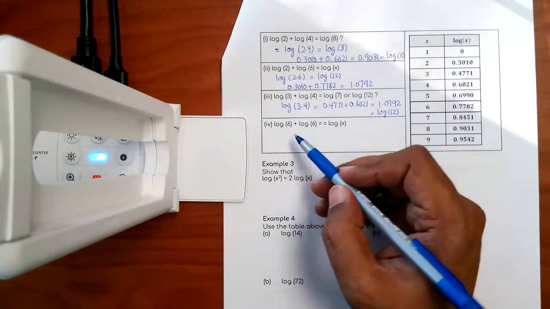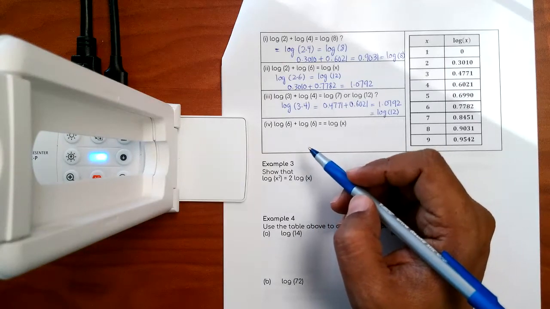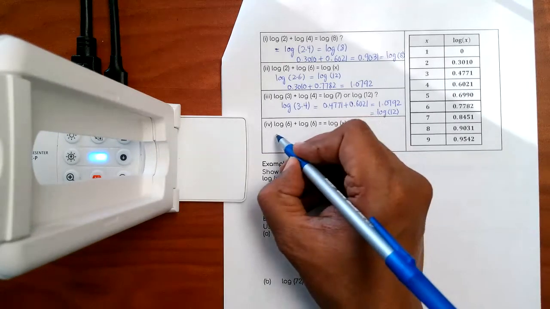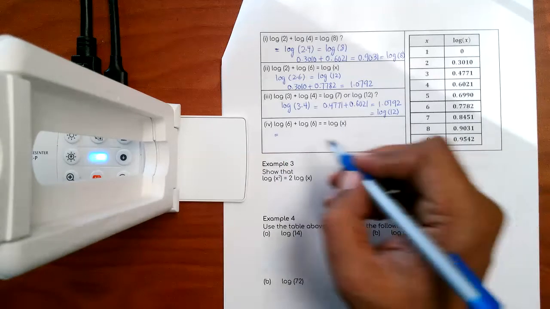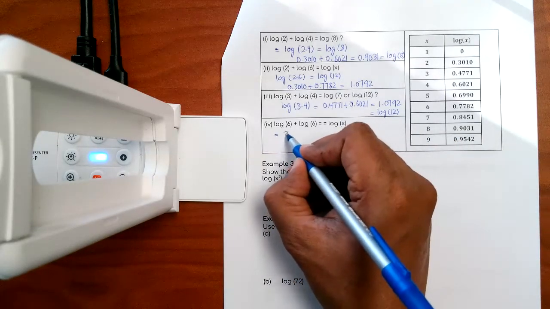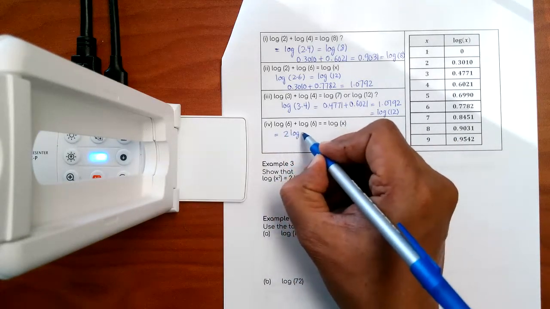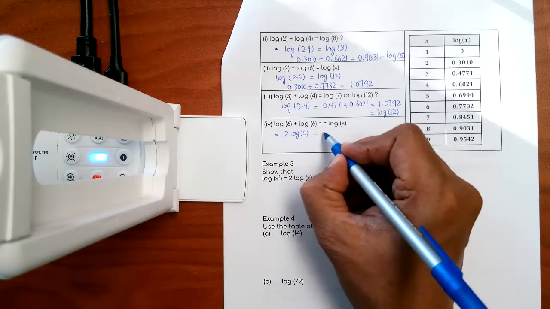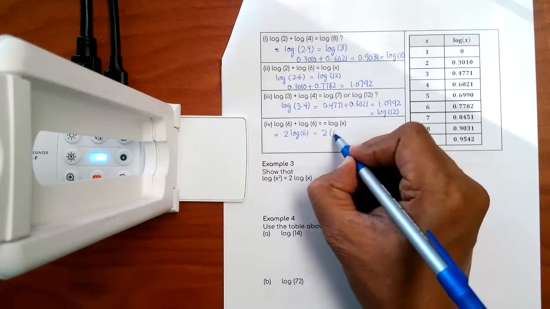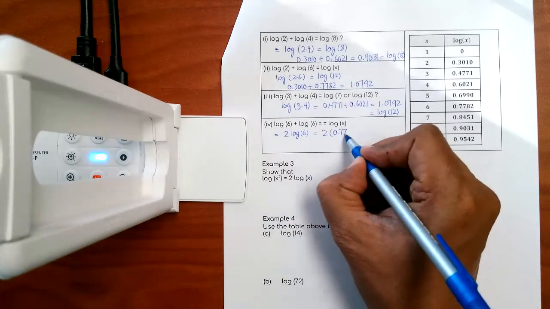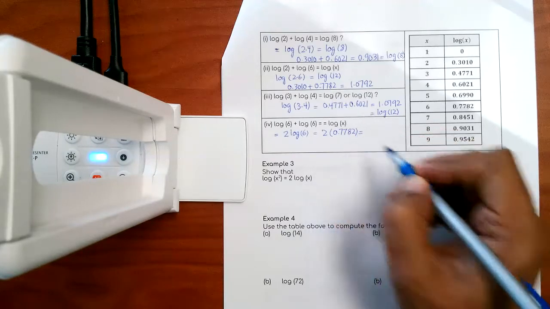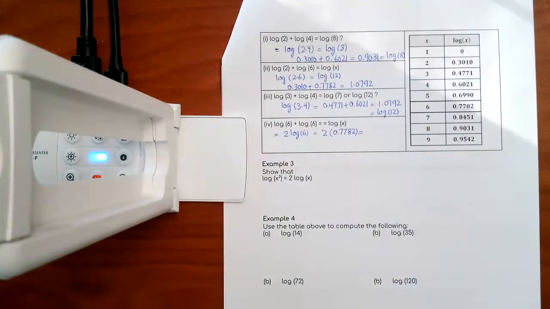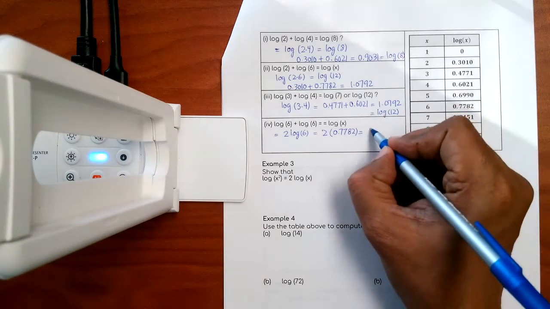Now the last problem for example 2, log of 6 plus log of 6, we can write this as 2 log of 6 basically. Now log of 6 is 0.7782. So 2 times 0.7782, we'll get 1.5564.